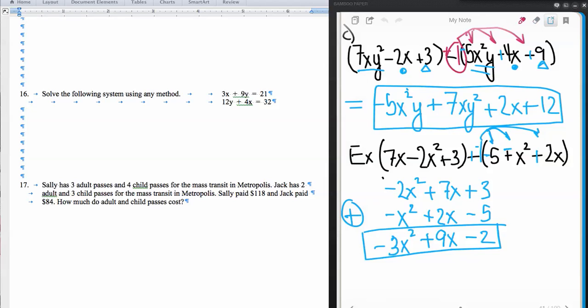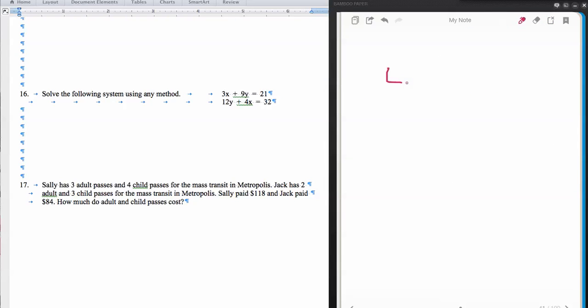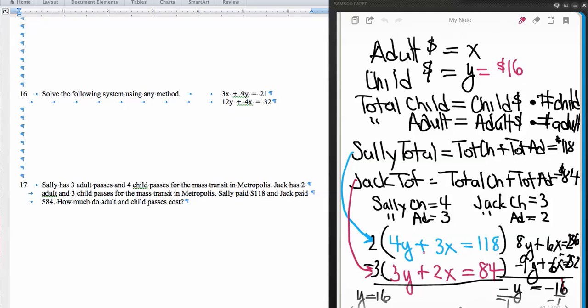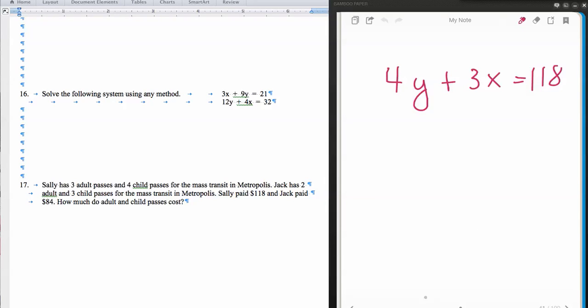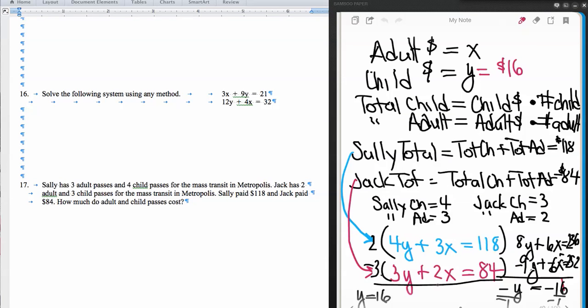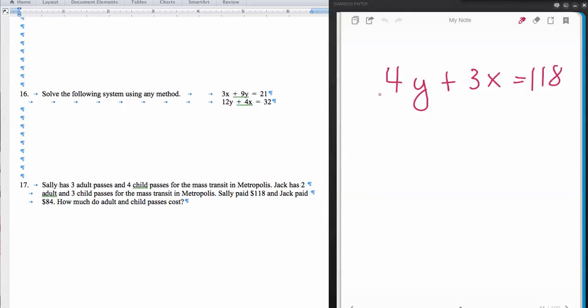So we'll have 4y plus 3x is equal to 118. I believe that was one of my equations. 4y plus 3x equals 118. And we just found y to be 16. So we'll put that in for the value. So 4 times 16 plus 3x is equal to 118.